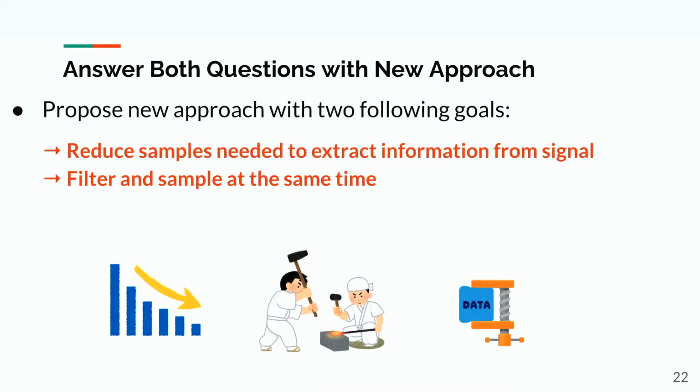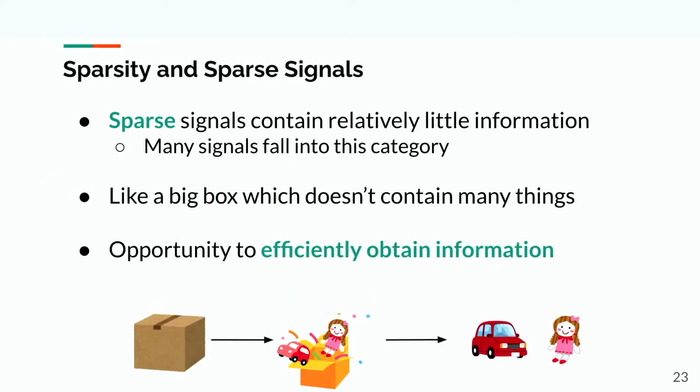So the answer to both of these questions, the way that we solve both of these problems, is by proposing a new approach. And this new approach has two following goals. It's got two problems that it needs to solve. It needs to reduce the samples that we need to get the information that we want, and we want to filter and sample at the same time. So how do we do that? We first need to explain a property of signals, and I promise this is as complicated as it's going to get. After this, it should be much less technical.